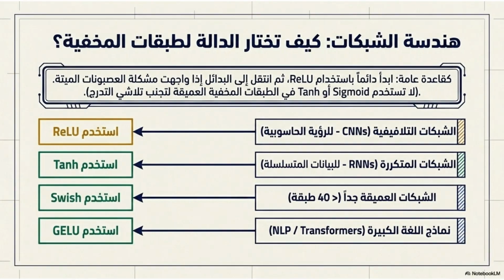For hidden layers, always start with ReLU. Use tanh for recurrent neural networks, Swish for very deep networks, and GELU for large language models. Avoid sigmoid or tanh in deep layers to prevent vanishing gradients.